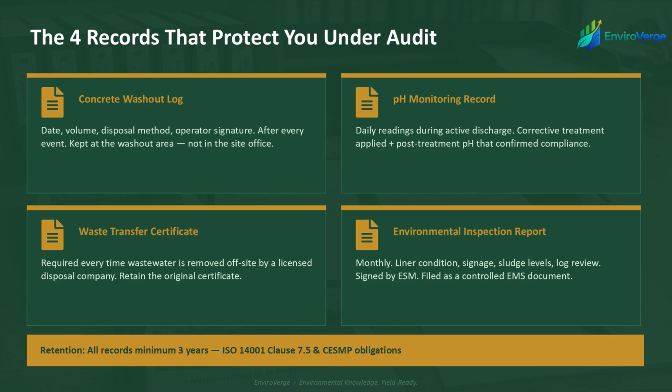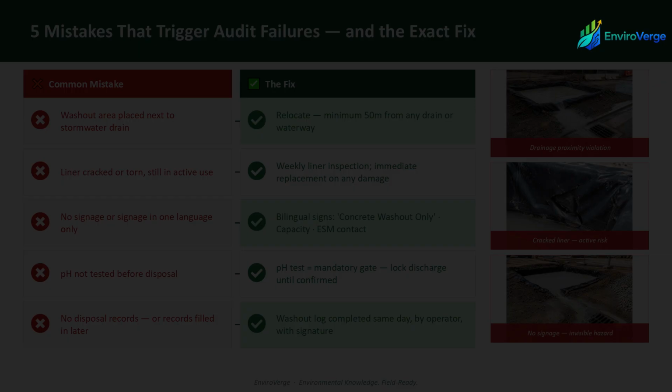Fourth, the Environmental Inspection Report, a monthly formal inspection of the entire washout system, liner condition, signage, setback compliance, sludge levels, and a review of all washout event logs for the preceding month, signed by the environmental site manager, filed as a controlled document in your EMS records. All 4 must be retained for a minimum of 3 years after project completion. That is ISO 14001 Clause 7.5, and it is reinforced explicitly in your project CESMP obligations.